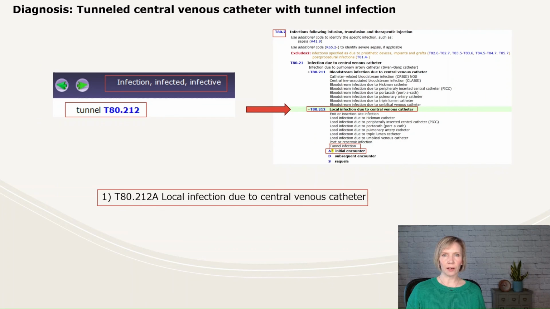Additionally, we see that there is an instructional note directing us to use an additional code to identify the specific infection, but since the diagnostic statement does not provide further details on the type of infection, we will only assign the one code for the local infection due to the central venous catheter.